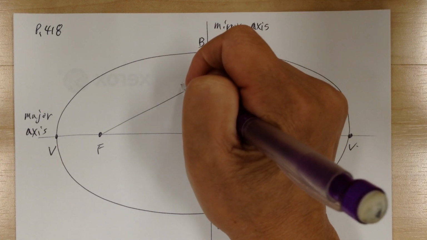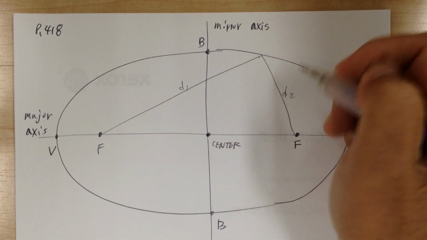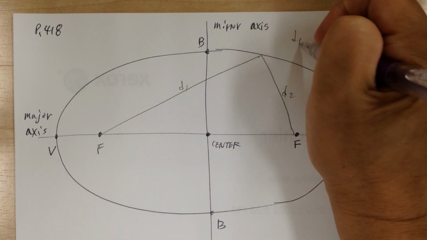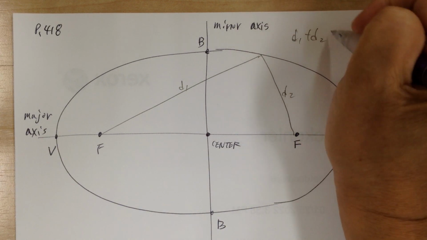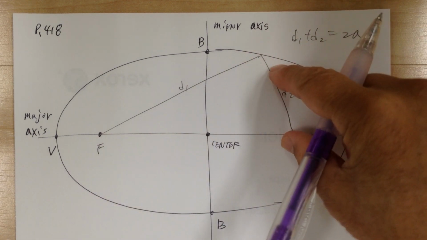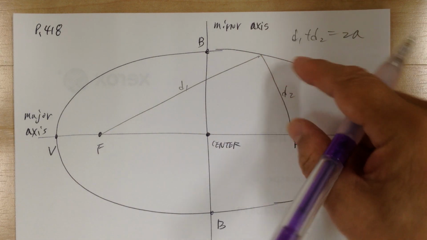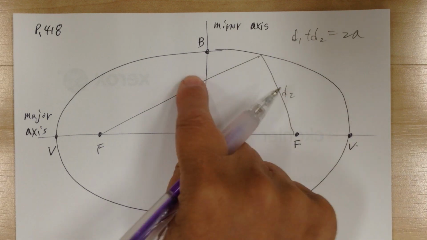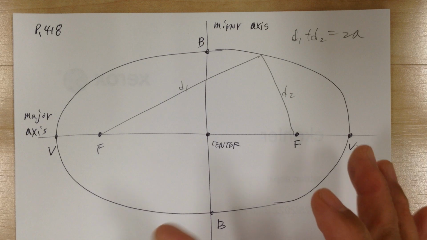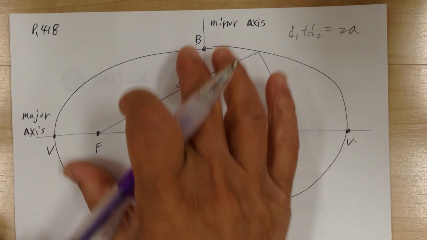so this is called D1, D2. So the definition of an ellipse is that for any point on the ellipse, D1 plus D2 equals 2a. The sum of the two focal radii, the sum of the distances, is always equal to a constant number, and that number equals the major axis.